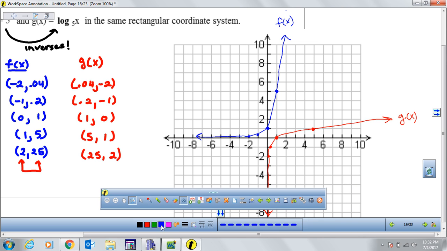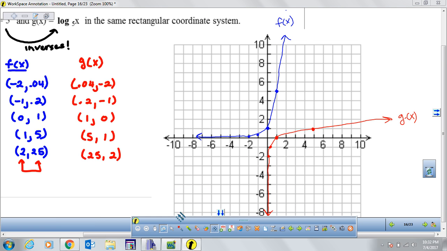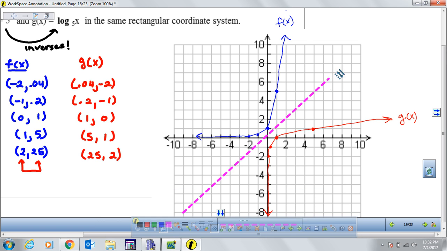Remember that any function and its inverse must be reflected over the line y equals x. This is the line of symmetry of the functions. This is basically how the logarithmic function is going to look. And what you see right here, like I told you in the definition, is that these functions have a vertical asymptote right here at x equals 0.